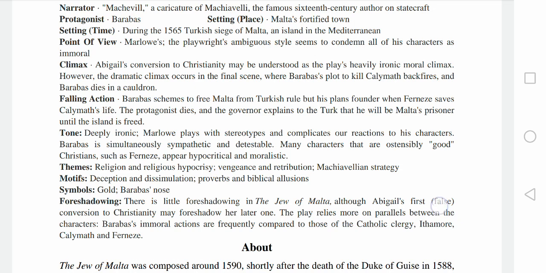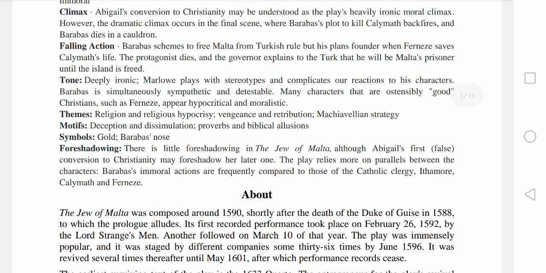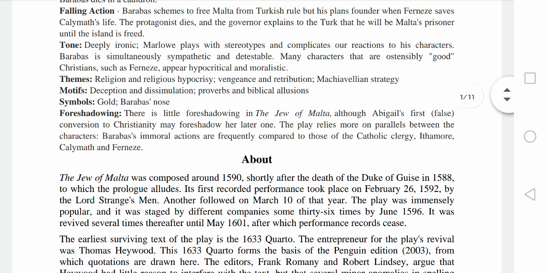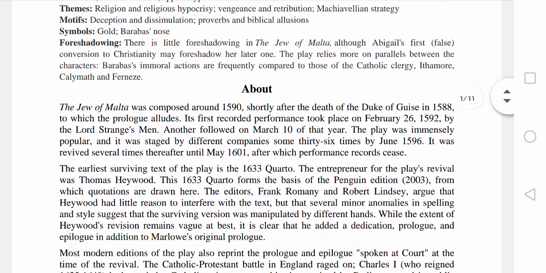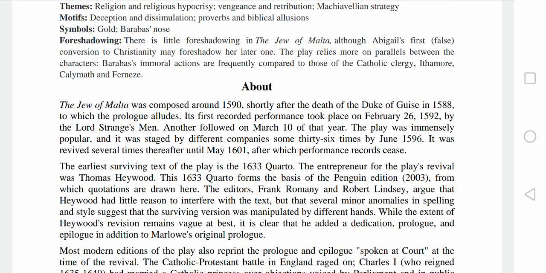These are the themes related to it. The motive, and especially the biblical allusions, which were very famous at that time, are also given. Foreshadowing is also there. Mode symbols were very important. Talking about some of the detailed factors, the timing, and when it was really staged.